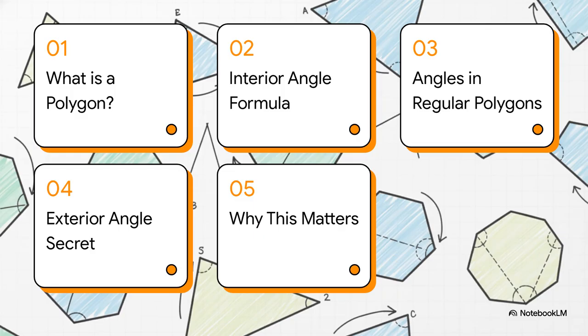So here's the game plan. First up, we'll make sure we're all on the same page about what a polygon even is. Then we'll jump into the secret formula for the angles on the inside. From there, we'll see what happens with those perfectly symmetrical shapes, the regular polygons. After that, we're going to uncover an incredibly simple rule about their exterior angles. And finally, we'll tie it all together and see why any of this actually matters in the real world.